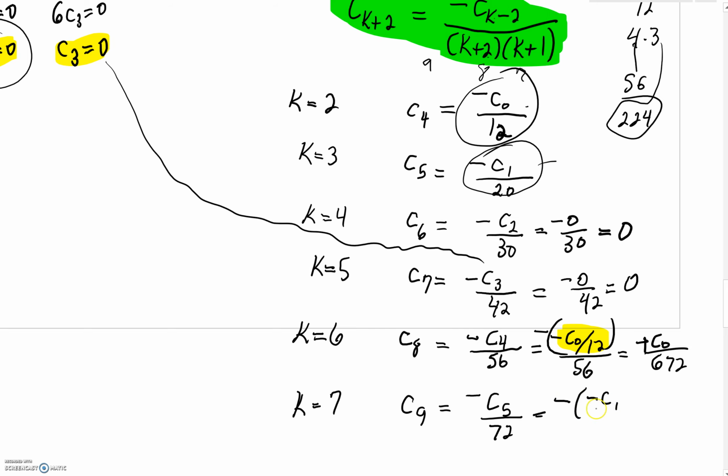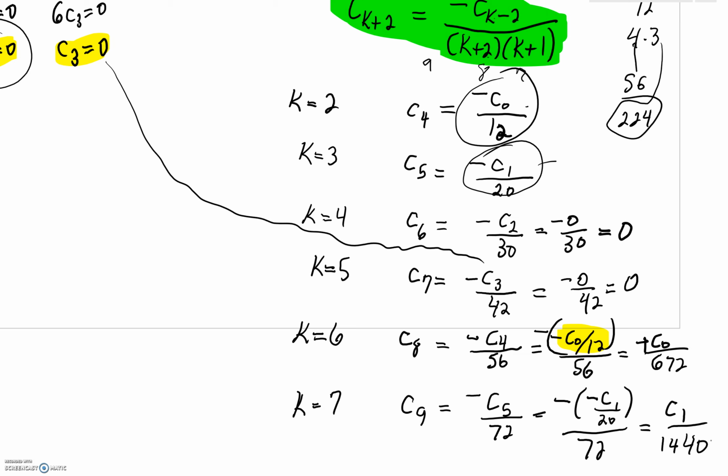You're going to get the same thing happening here when you substitute in for C sub 5. You've got a negative C sub 1 over 20, right? And a negative times a negative is a positive. So, yeah, C sub 8 is positive. C sub 9 is going to be positive. And what is 20 times 72? Well, you just double 72 and you put a 0 after it. Look at that. You get a positive C sub 1 over 1,440.